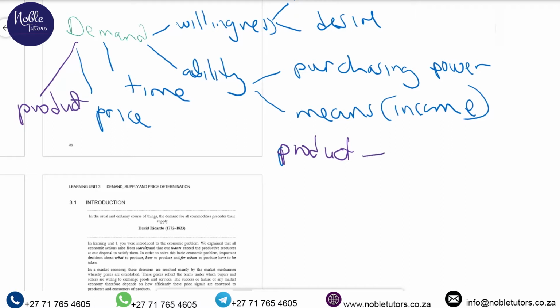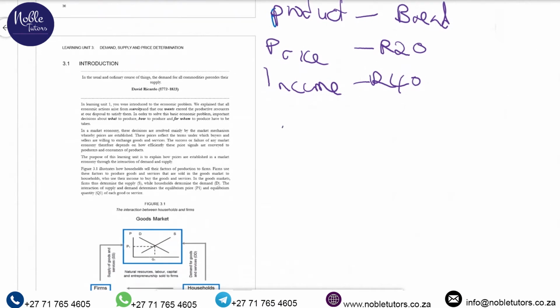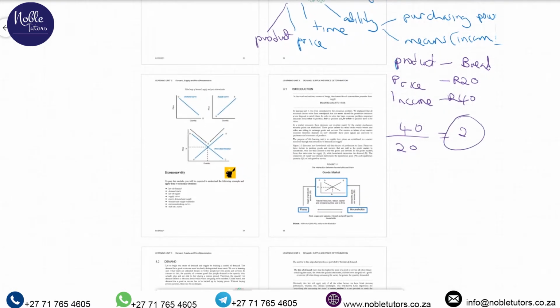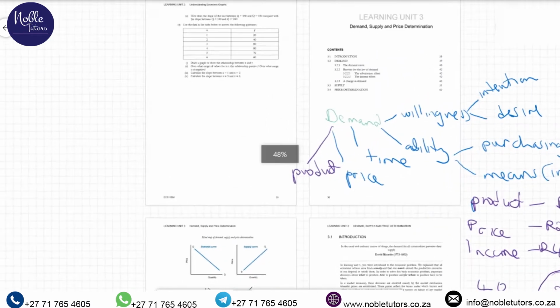Let's suppose the product here is bread and the price is 20 Rand. And income, maybe your income is 40 Rand. So with the 40 Rand, you can only buy 2 loaves of bread. That's 40 divided by 20, we get 2 loaves of bread. These are the aspects that you need to look at when we are focusing on demand. As an individual, you can only buy 2 loaves of bread. That's your individual demand. So we are done with the definition of demand now.